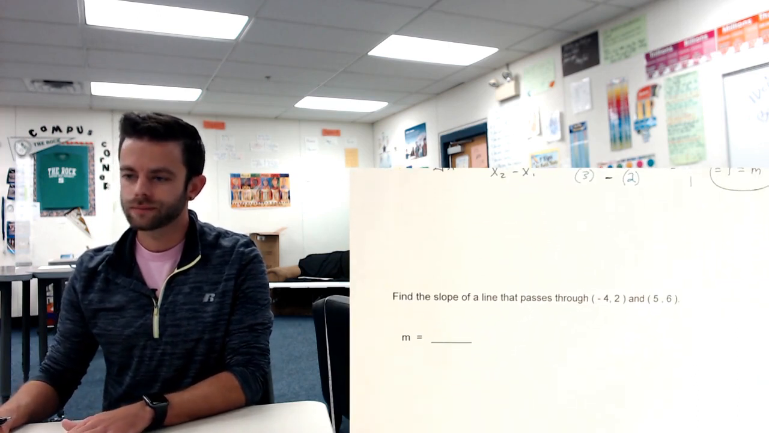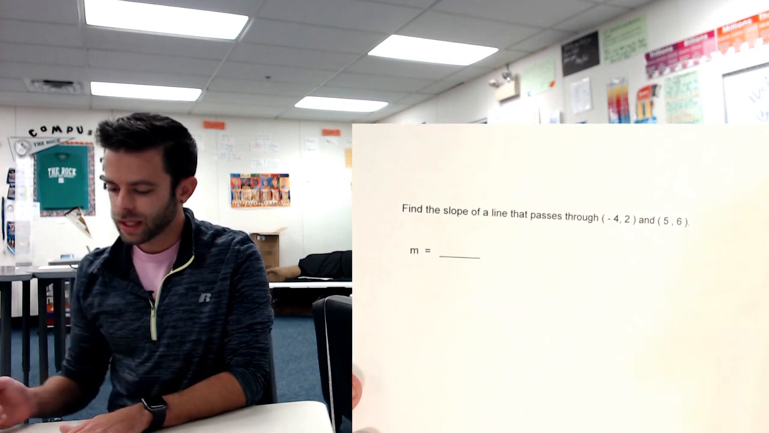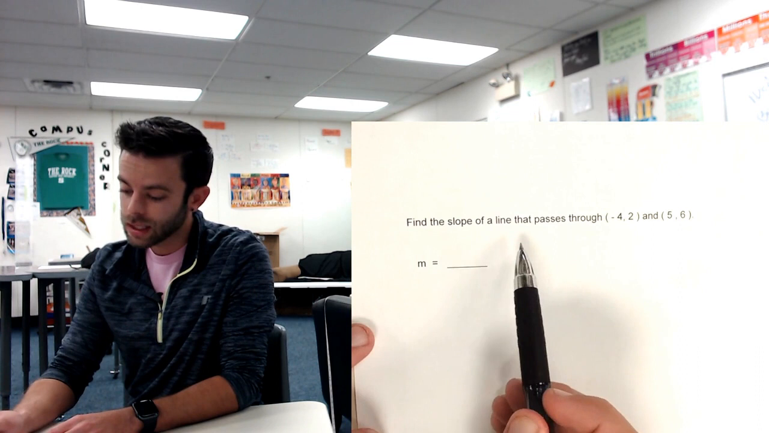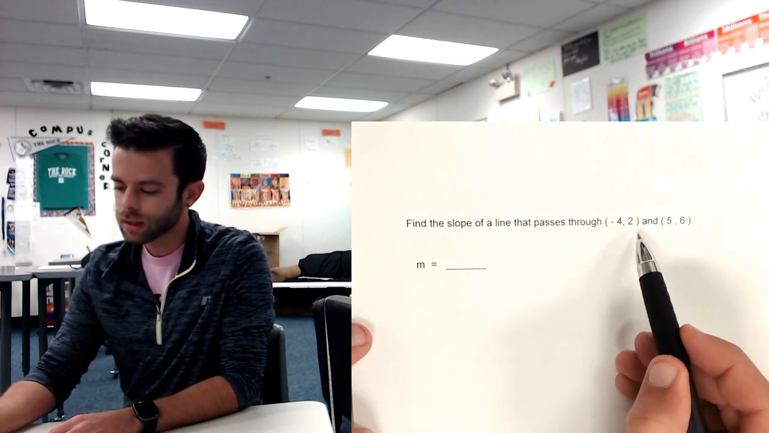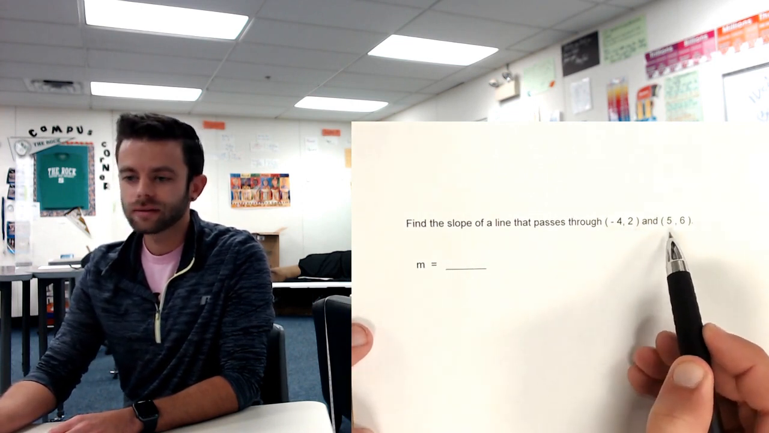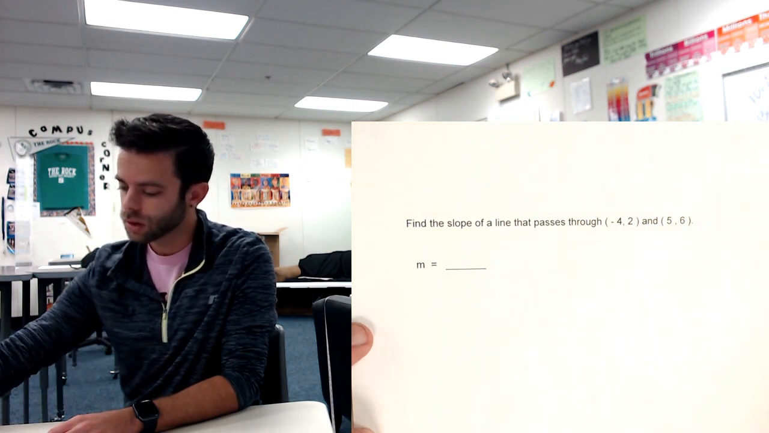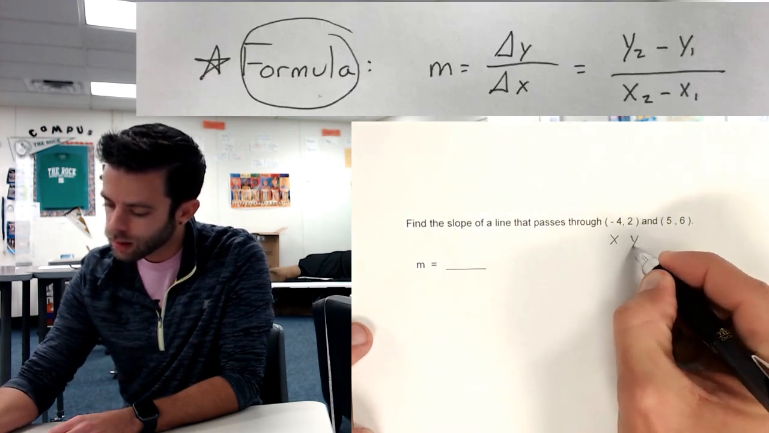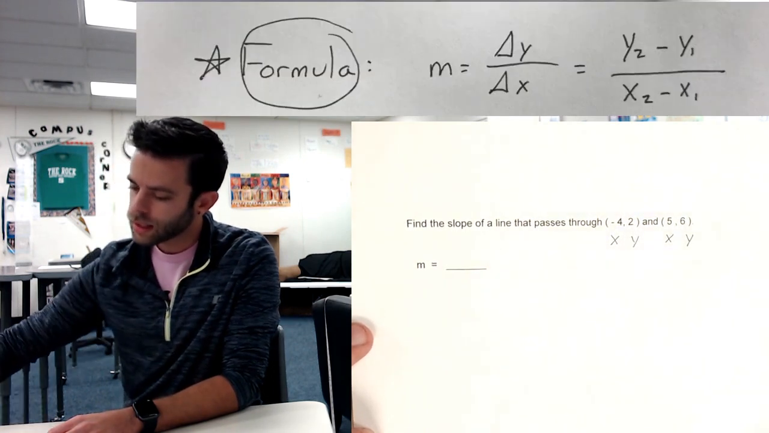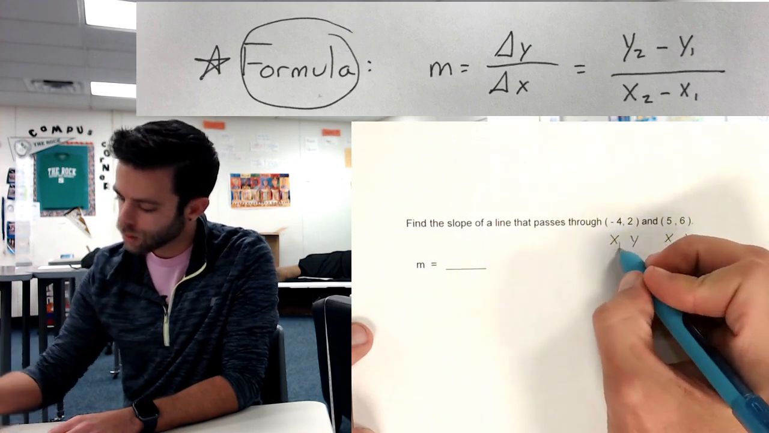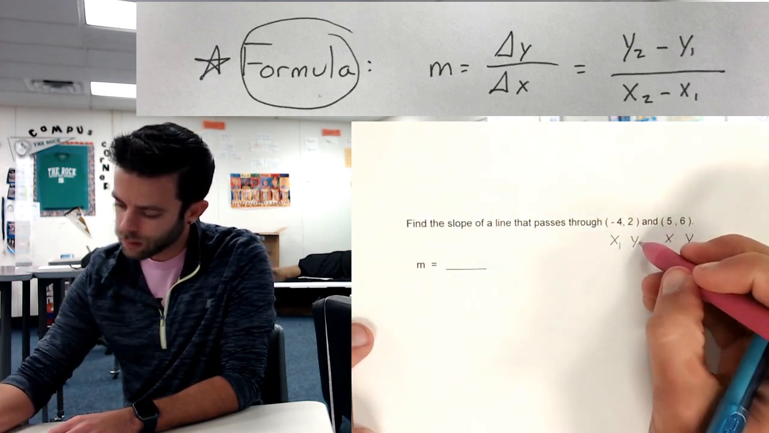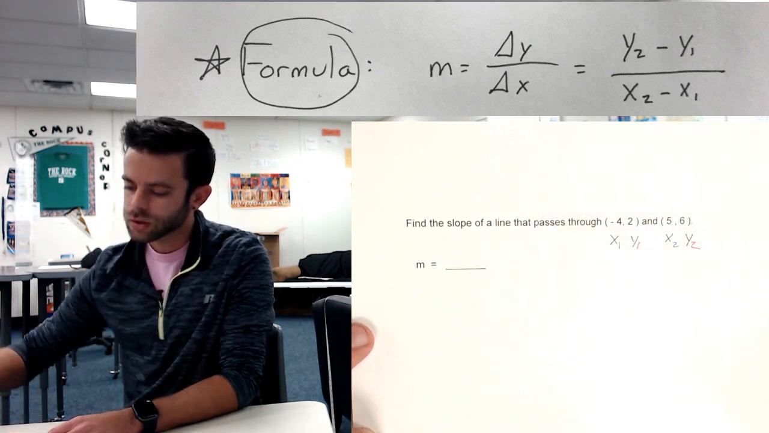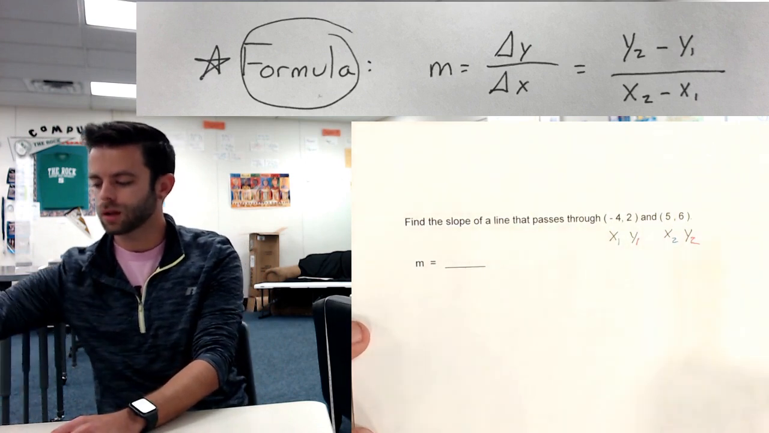If we have to read the directions, so of course find the slope of a line that passes through the ordered pairs (-4, 2) and (5, 6). So again, I'm going to label these, so x and y, and then we have our first ordered pair, and then our second ordered pair. So again, plug and chug.